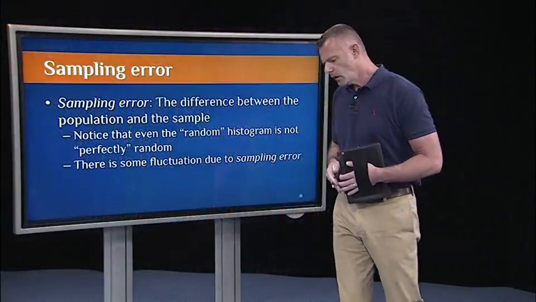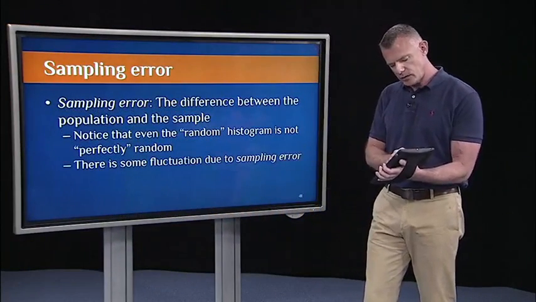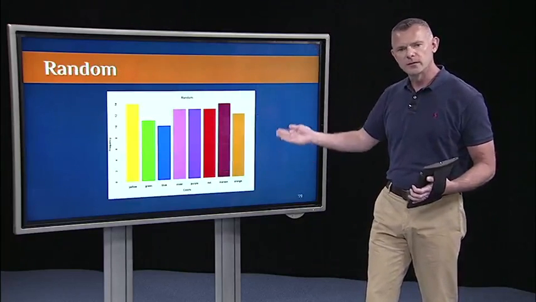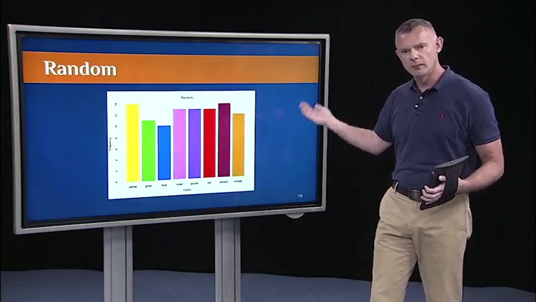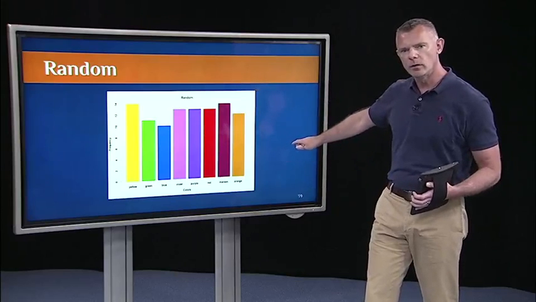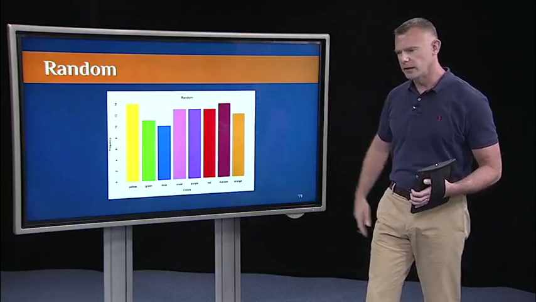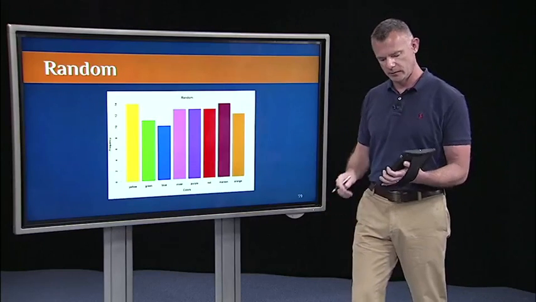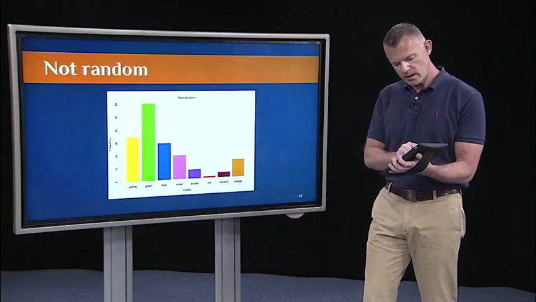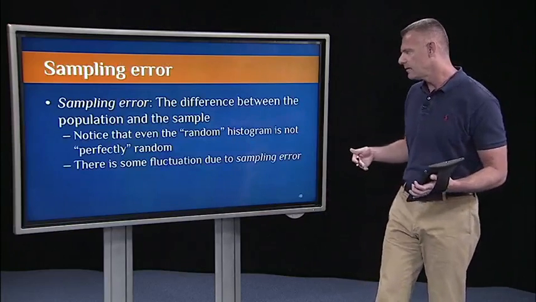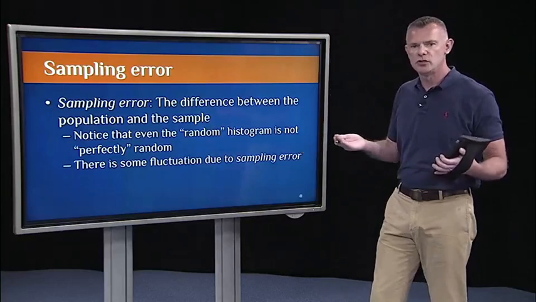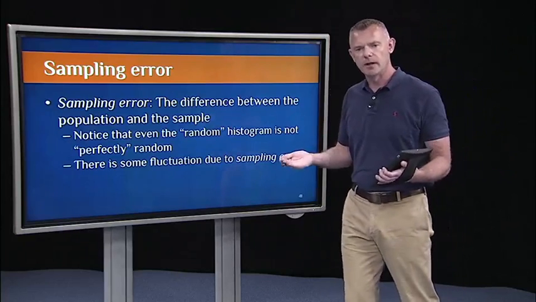So if we go back just 2 slides, this was a truly random process. We generated this in R, and it was truly random. Yet you notice it's not perfectly equal in terms of how often we landed on yellow or how often we landed on green. There's still some sampling error. So even our random process isn't perfectly random. There's some fluctuation just due to chance. That's sampling error.